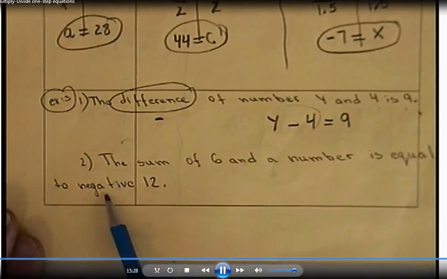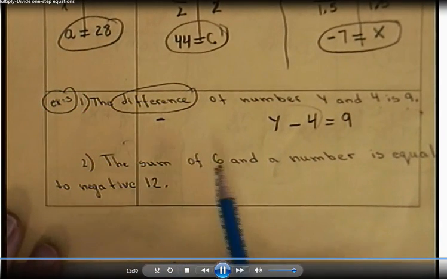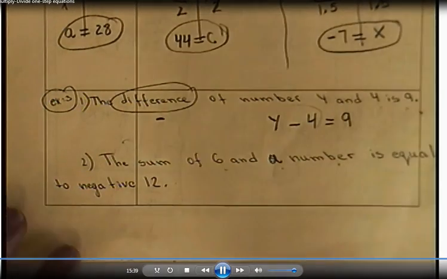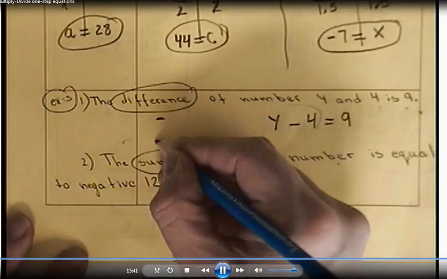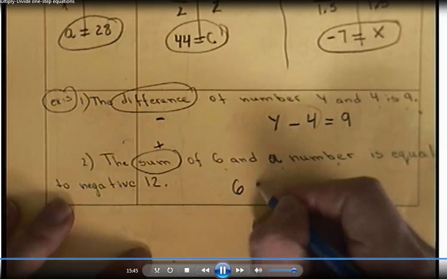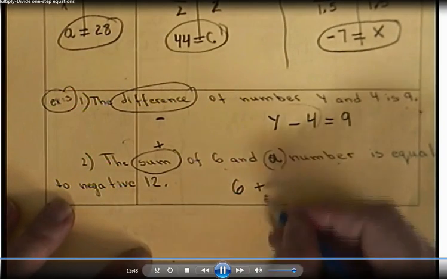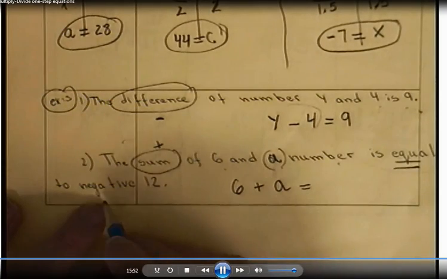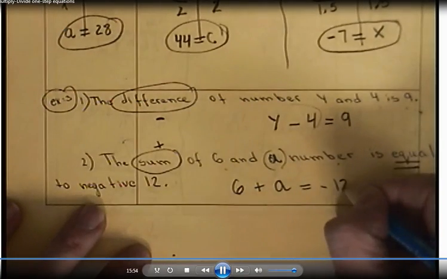And let's take a look at the second sentence. The sum of 6 and a number is equal to negative 12. So the sum, what is the sum? The sum means plus sign, and we have the sum of 6 and a number is equal to negative 12.